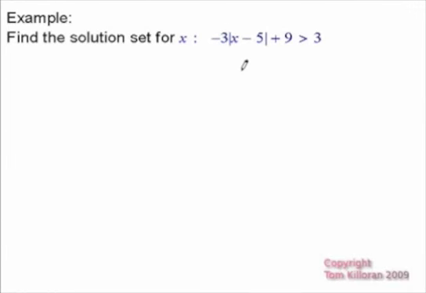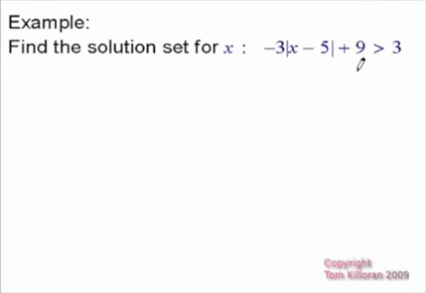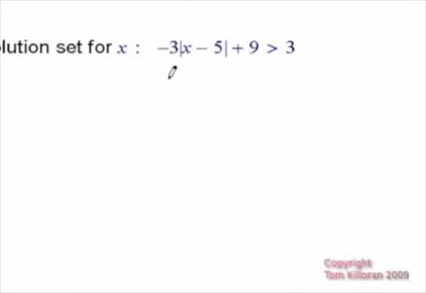For this example, we'll be solving this absolute value inequality. Just like an absolute value equation, you have to isolate the absolute value and you have to deal with the positive possibility of x minus 5 and the negative possibility. So the easiest piece to move to the other side is this positive 9, so we'll subtract it from both sides. And we'll end up with negative 3 times the absolute value of x minus 5 is greater than negative 6.